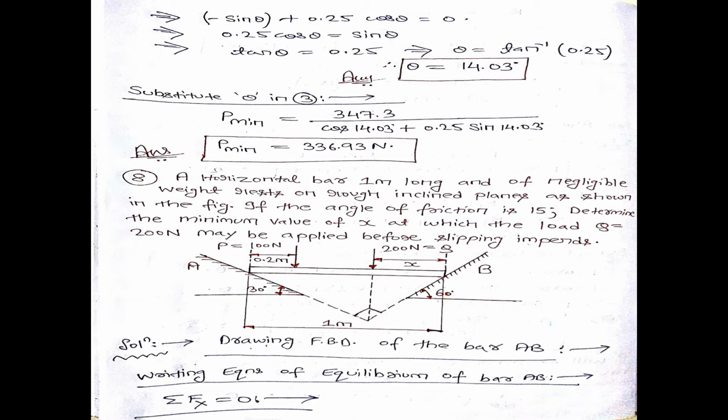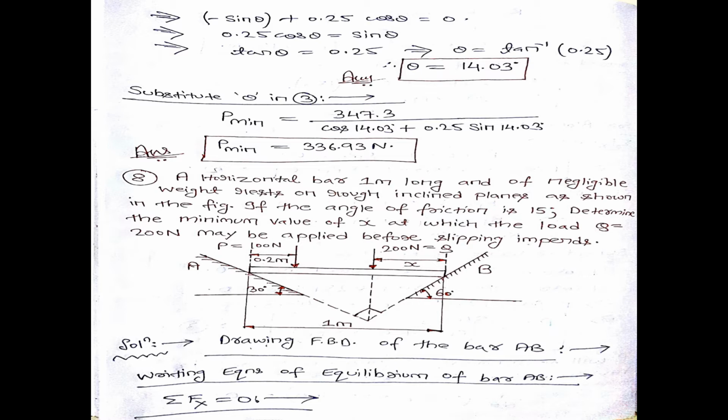The problem is: a horizontal bar 1 meter long and of negligible weight rests on a rough inclined plane as shown in the figure. If the angle of friction is 15 degrees, determine the minimum value of x at which the load Q equal to 200 Newton may be applied before slipping impends.